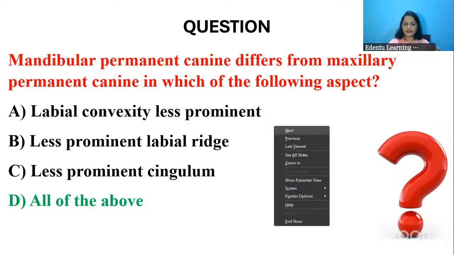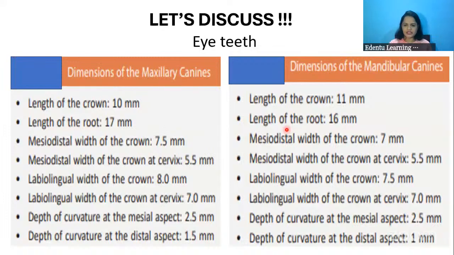If you look at the dimensions of the maxillary and the mandibular canines, the actual height or length of the tooth is the same, about 27 millimeters. But the mandibular canine crown length is a little bit more than the maxillary canine crown, and that is compensated in the root, as the maxillary canine root is really long. In the mesiodistal width, only about 0.5 millimeter difference would be there. Otherwise, it is comparatively the same.